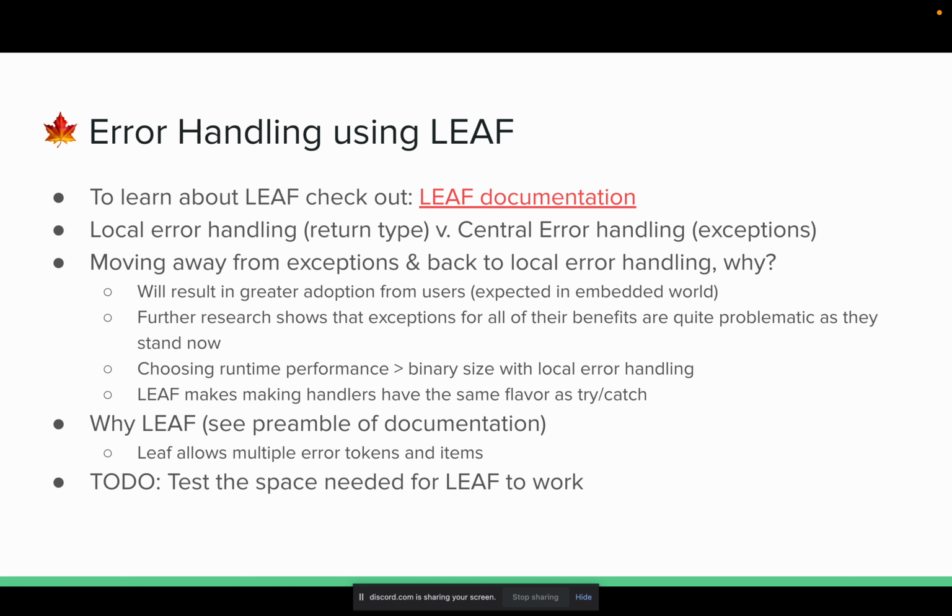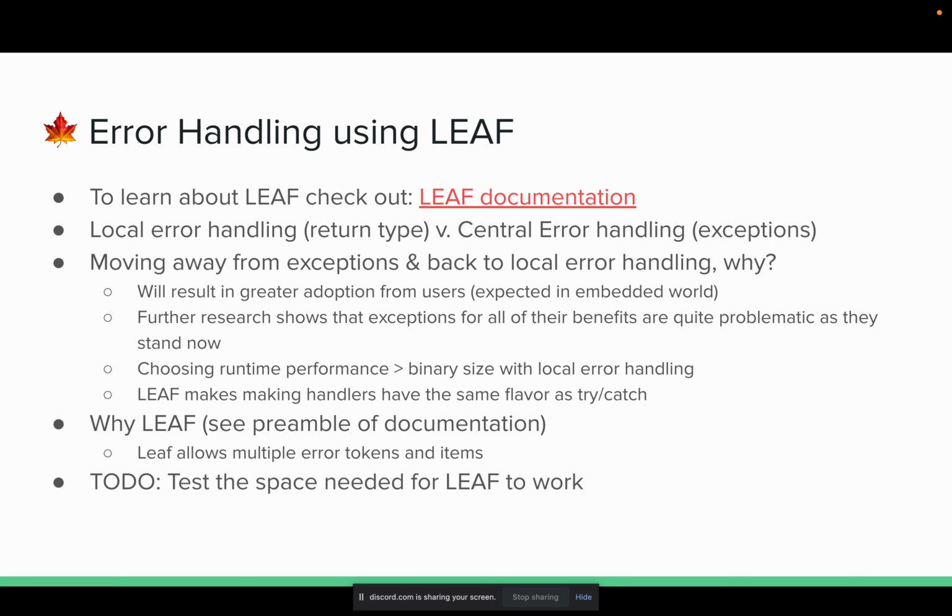But yeah, so I've been going back and forth between local error handling, which is return type handling, so std::expected, or very basically just returning an error code, like an integer. And the integer is, if it's zero, it means it's fine. If it's non-zero, negative or positive, it means something went wrong. Versus central error handling, which is exceptions for the most part.